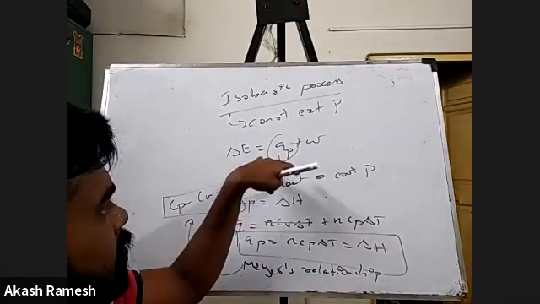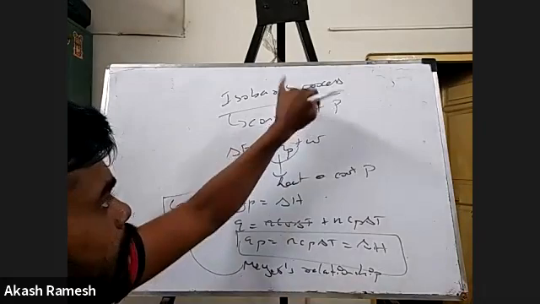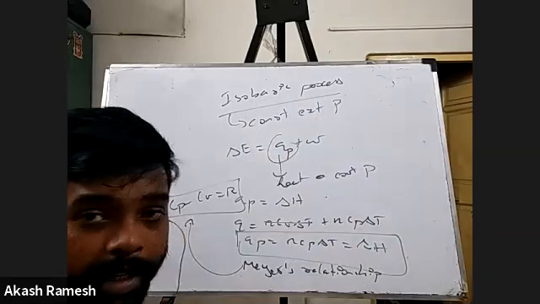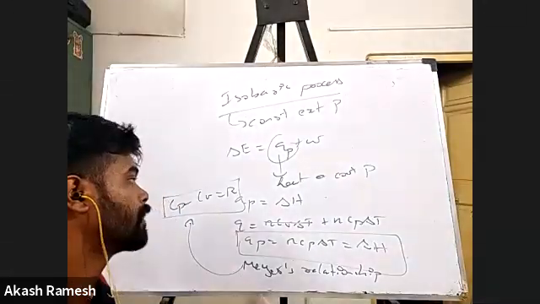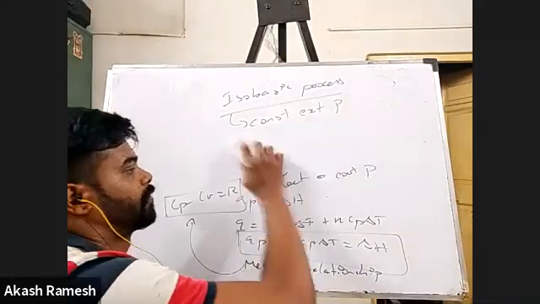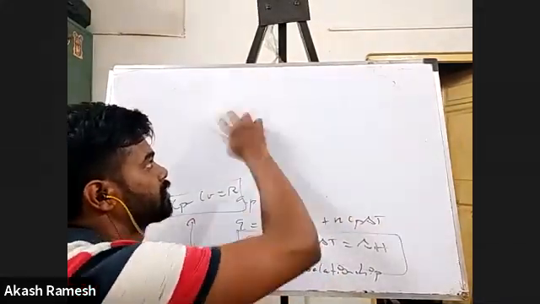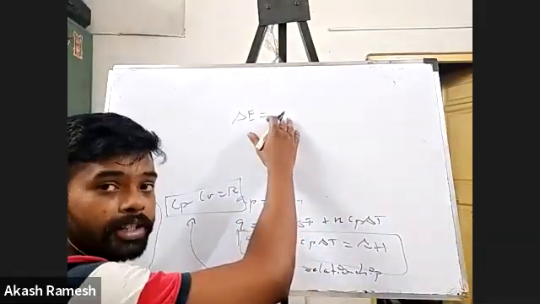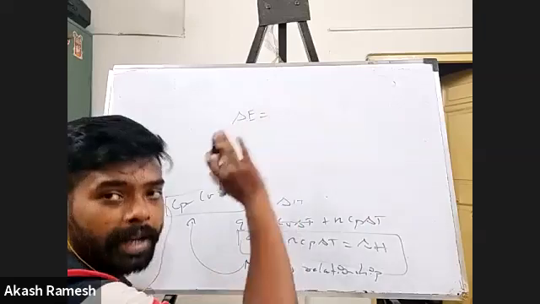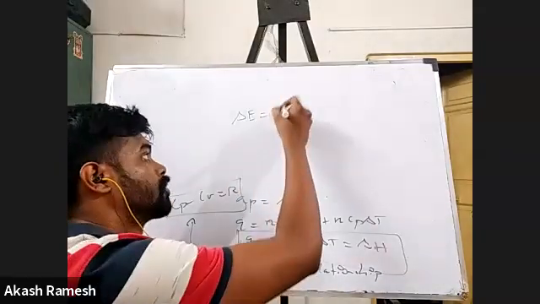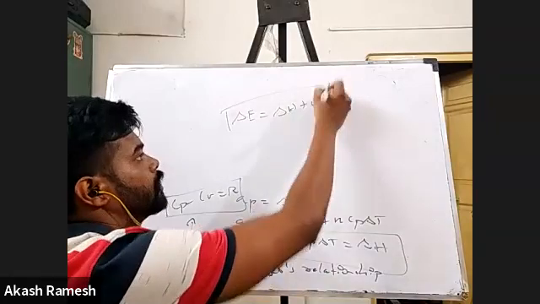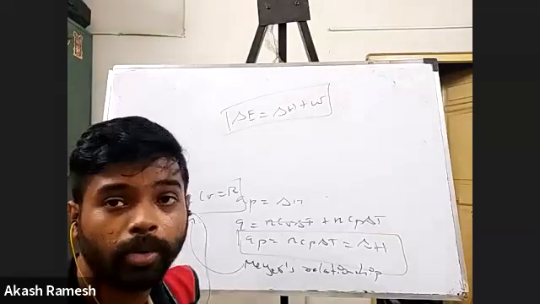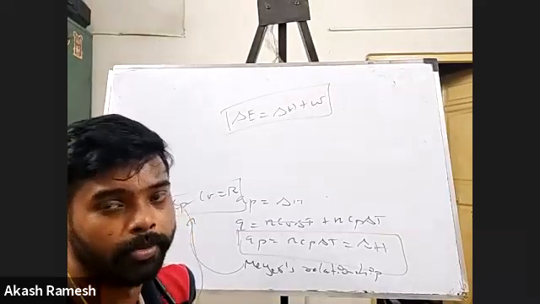We'll try to modify this first law. Now we said that if it is an isobaric process, the heat lost or heat gained under this condition is my delta H. So how will I rewrite the first law? I have delta E is equal to, in place of Q, I will put delta H because it's happening under constant pressure. So delta H plus W. Very, very simple relationship. Delta E is equal to delta H plus W.